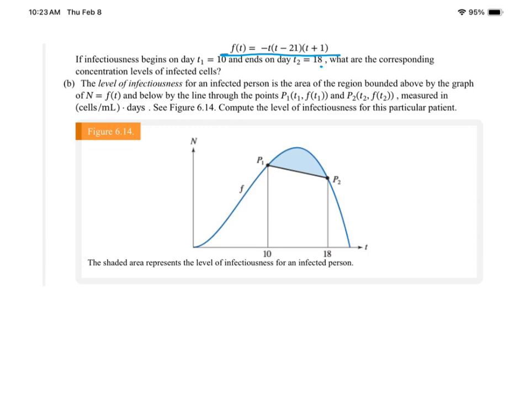And it says the level of infectiousness for an infected person is the area of the region bounded by the graph below the line and through these 2 points, through point P1 and P2. Find the slope of that and evaluate that line. Correct. So we need to find the slope of that line. We can write the equation of that line, and then we can find the remaining area between the curve and that line. Is that making sense how we're going to do this? Okay. So what I would do on your calculator is I would put this function into your F1.